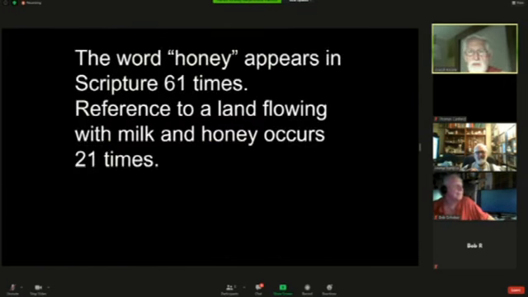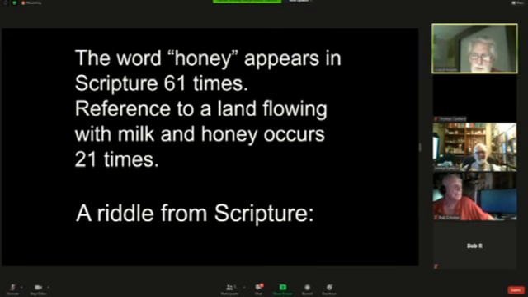Well, the word honey appears in scripture 61 times. Reference to the land flowing with milk and honey 21 times. And there's a riddle from scripture.